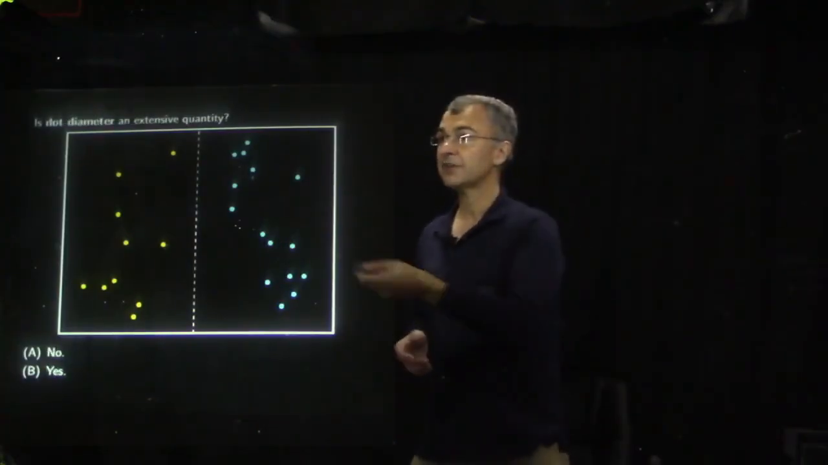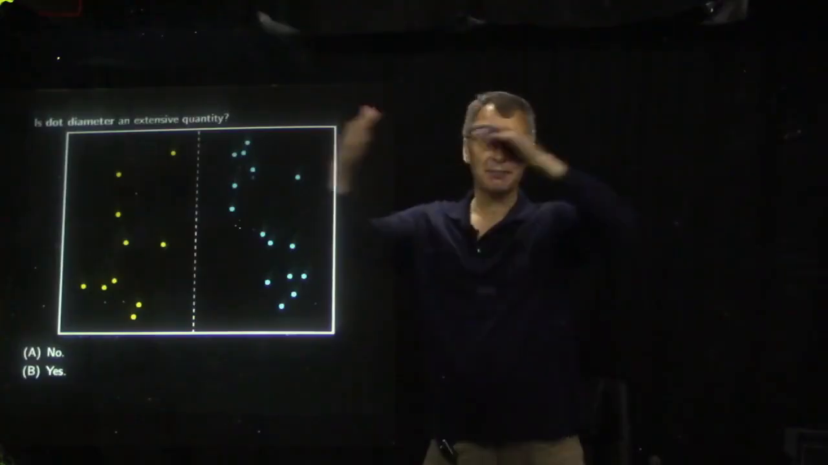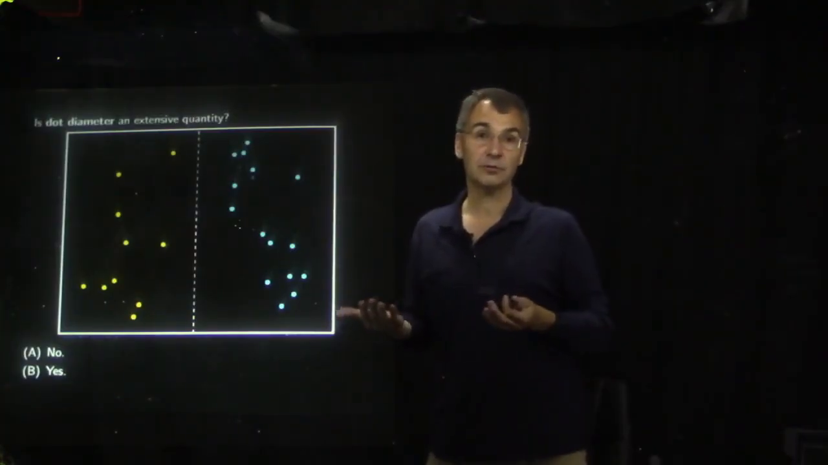How about dot diameter? Here I have a dot diameter of 1. Here I have a dot diameter of 1. If I combine the two pictures, do I have a dot diameter of 2? No. Dot diameter is not an extensive quantity.